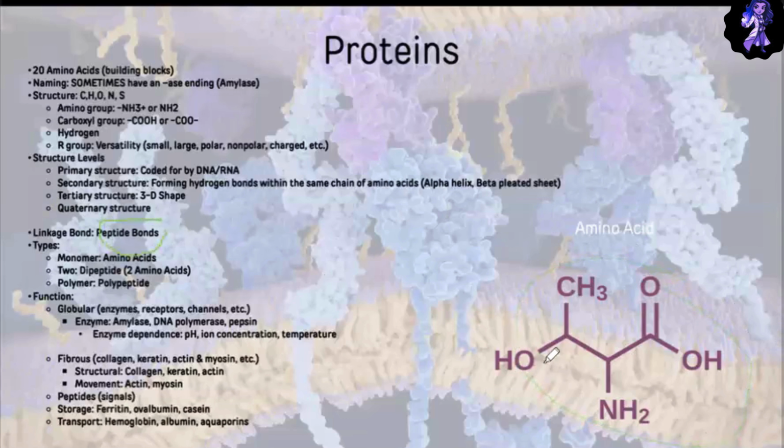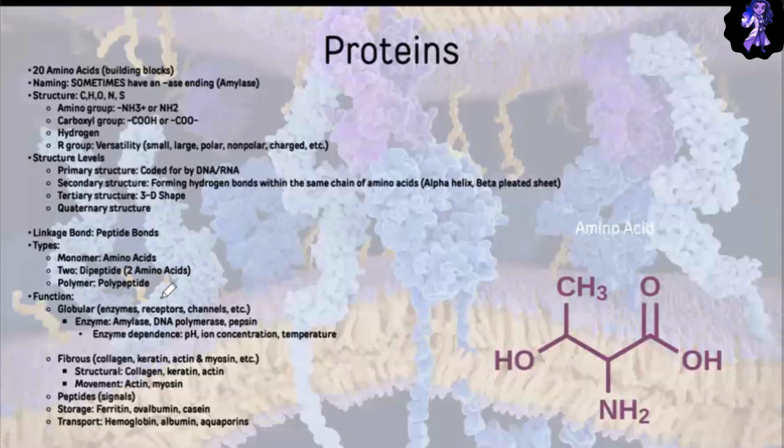Now, in terms of linkage of amino acids, they're formulated by peptide bonds. So if you have one amino acid attached to another, that's going to be called a peptide bond. So once again, the monomer is going to be amino acid. That's the most basic structure of a protein. If you have two, it's going to be called a dipeptide, which is two amino acids which are bonded together by a peptide bond. And if you have a bunch of them together, that's called polypeptide. So polypeptide is your polymer that is a bunch of amino acids together.